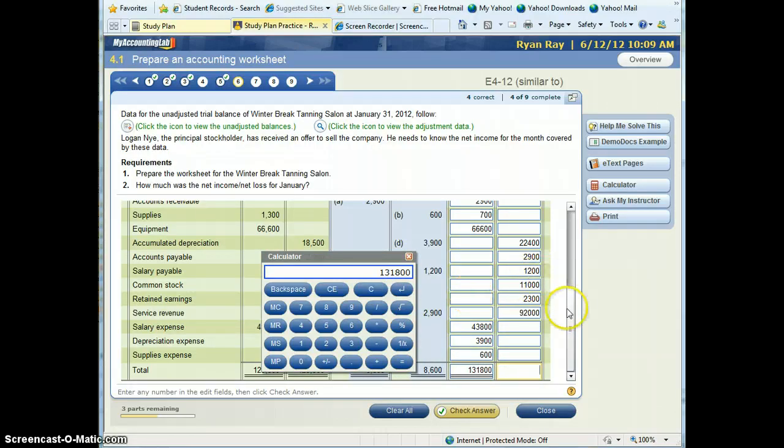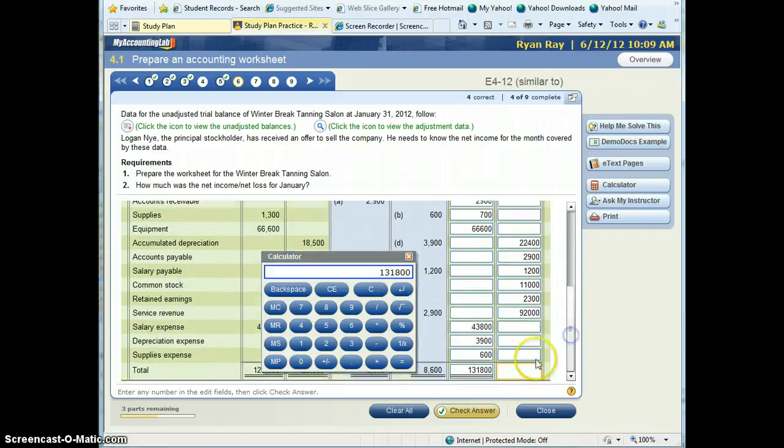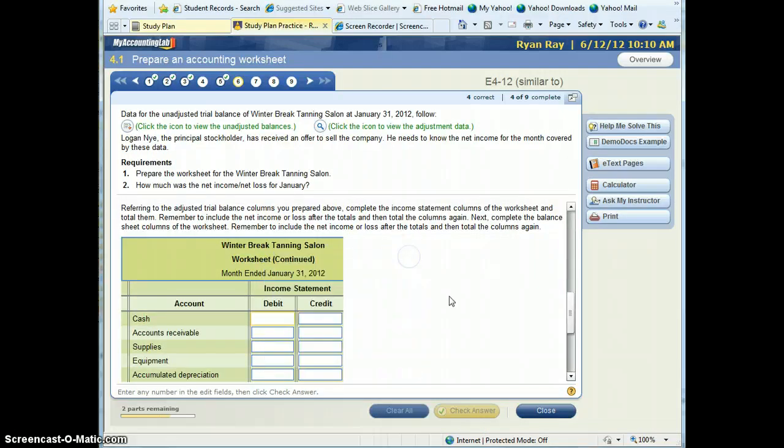Okay, so now we have to check this side. 22,400 plus 2,900 plus 1,200 plus 11,000 plus 2,300 plus 92,000. 131,800. They are in balance, and everything works out. Now, the first 6 sets of columns are like that.